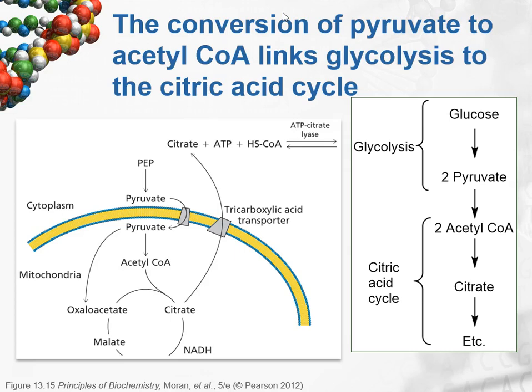So this is the way to link these two pathways. Again, I have just diagrammed over here. Glucose forms pyruvate in glycolysis. Pyruvate's then converted to acetyl-CoA, and that's the link between glycolysis and the citric acid cycle. So pyruvate has to be converted to acetyl-CoA, and then we can begin the citric acid cycle. The conversion of pyruvate to acetyl-CoA is a very important step in linking these two pathways.